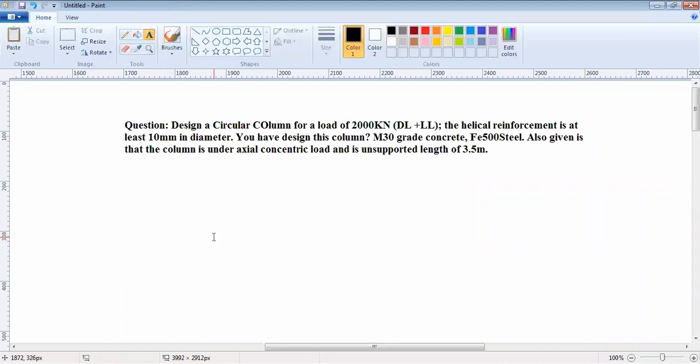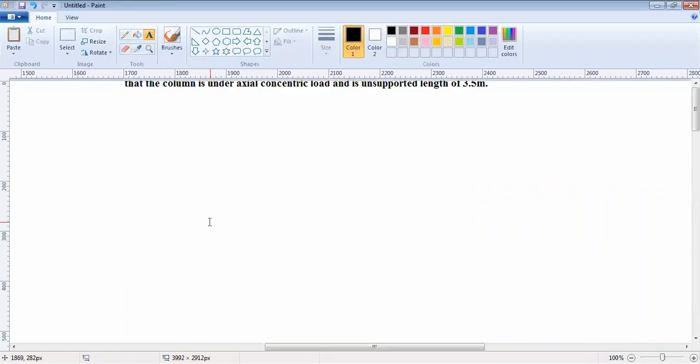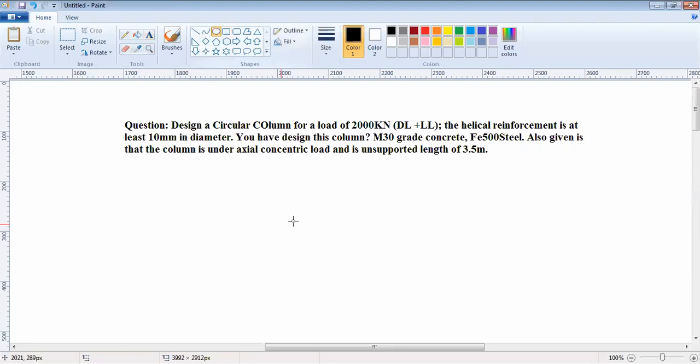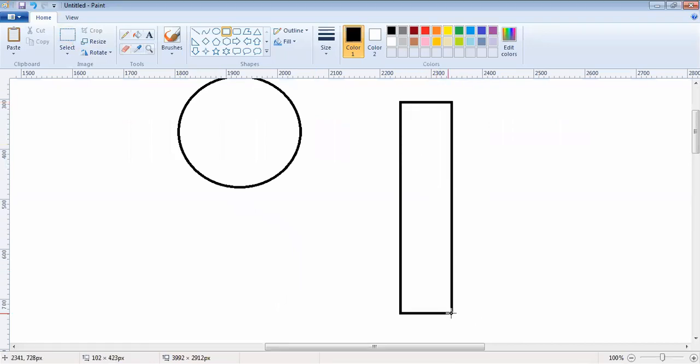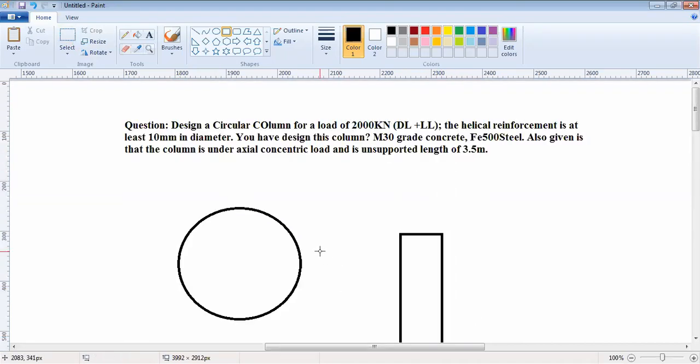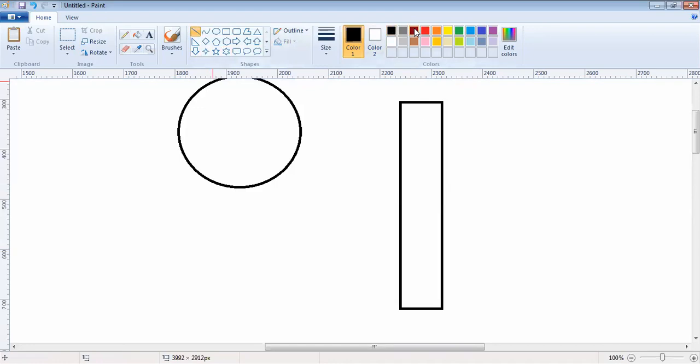Now, how would you begin solving this question? First of all, you need to fix the dimension of the column. That's not given to you in this question. What is given to you is the length of the column, which is 3.5 meter.